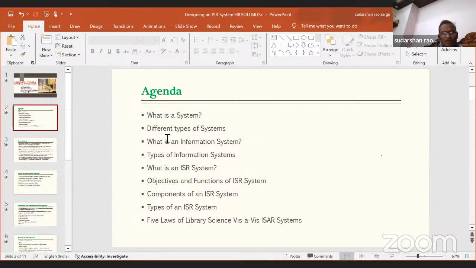Now, of course, there are different types of systems. What kind of systems are there? There are many systems. I will be explaining to you in a little more detail in the course of time. But first of all, I just wanted to give a cursory look because you said time is a big factor. So among so many systems, the information storage and retrieval system is also one system.